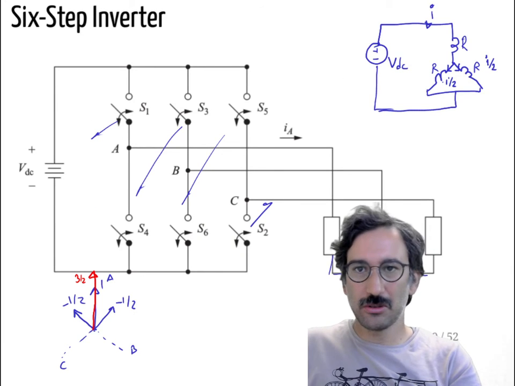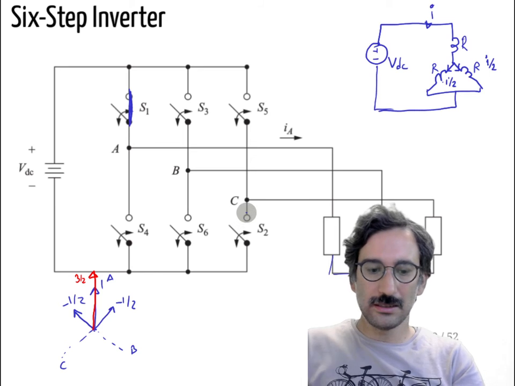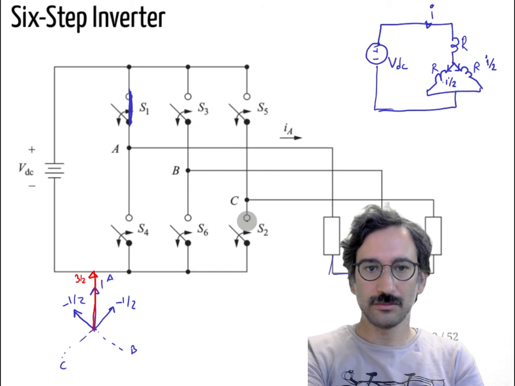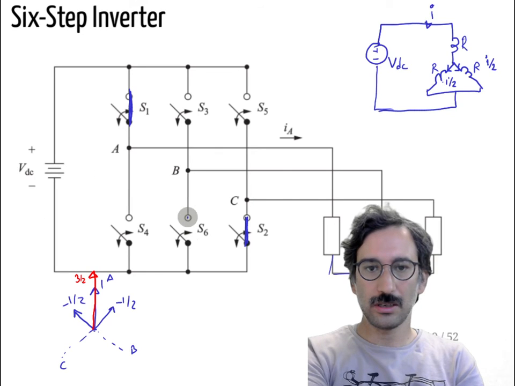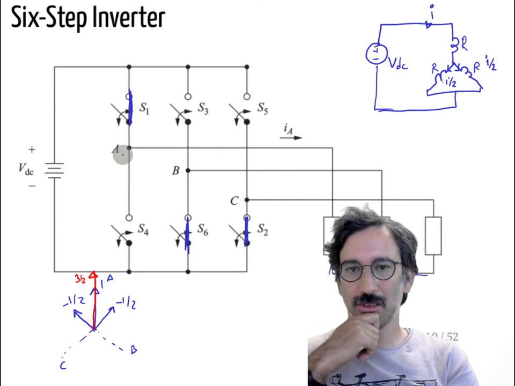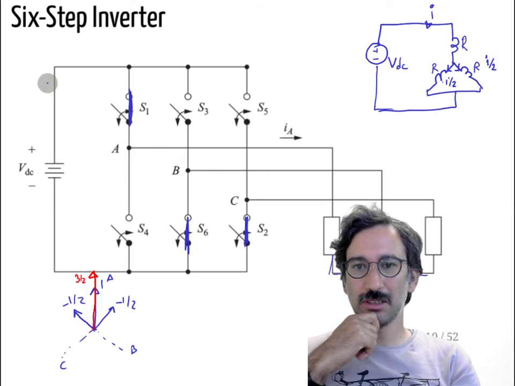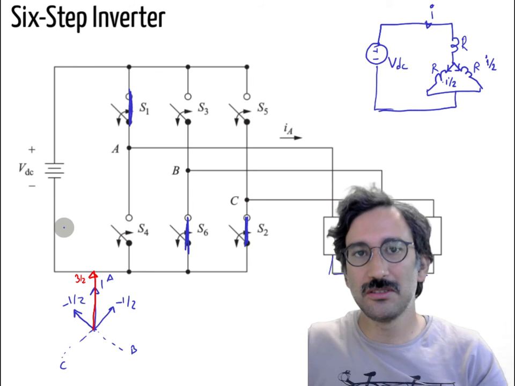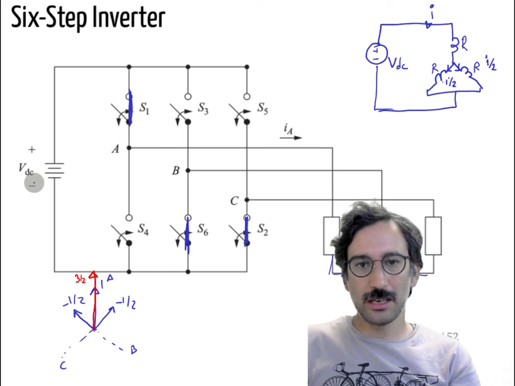Okay, so that corresponds to S1 on, S2 on, then S6 on. So that was our first state, like the one I drew here. Phase A is connected to VDC, B and C are connected to 0 volts, or the negative polarity of our VDC.